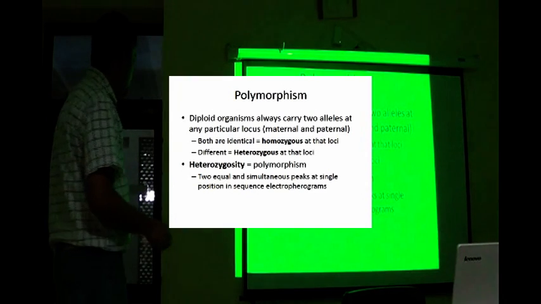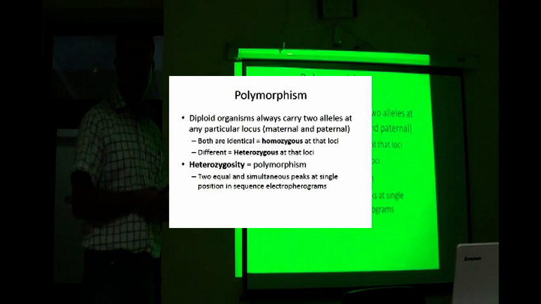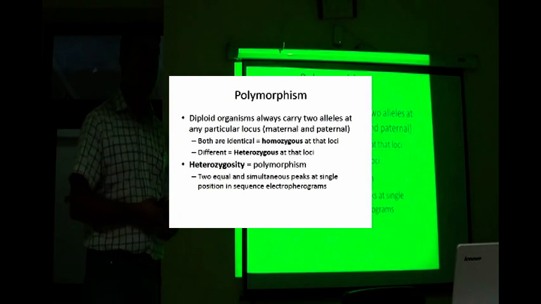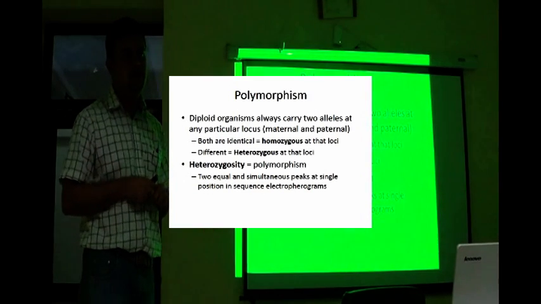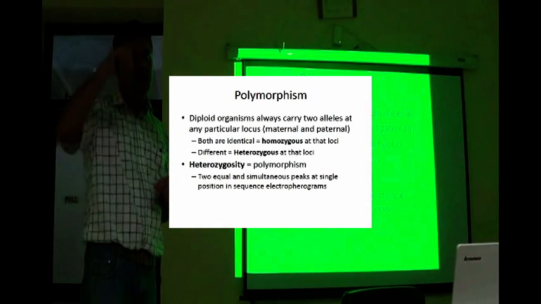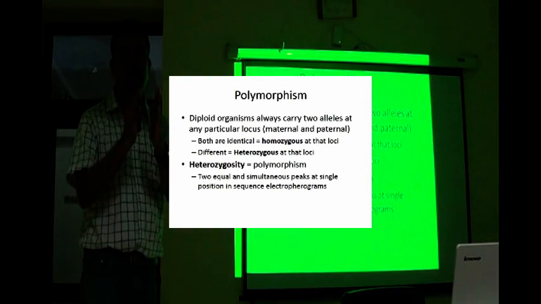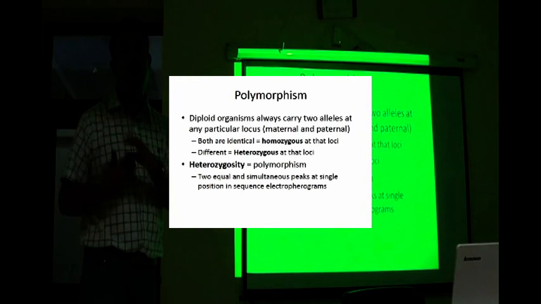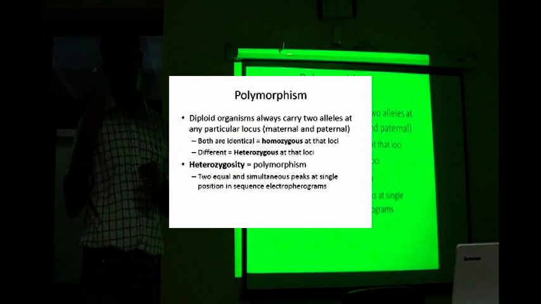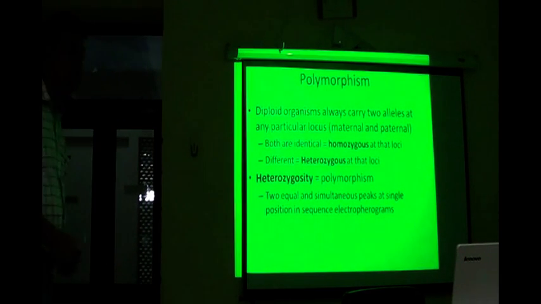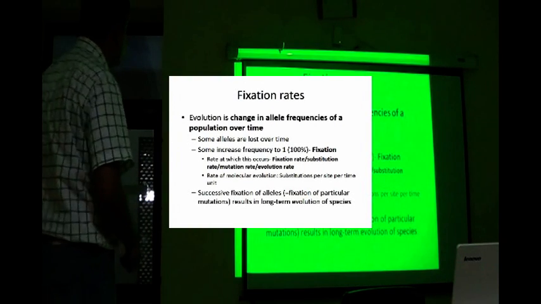Two equal and simultaneous peaks at a single position in the sequence electropherogram, because we have this sequencer here. Color-encoded graphs, right? So you can see two simultaneous peaks. That is proof that at that position there are two or more polymorphic DNA sequences. You can even see three peaks together. So that is how to detect polymorphism in analysis of the sequence.